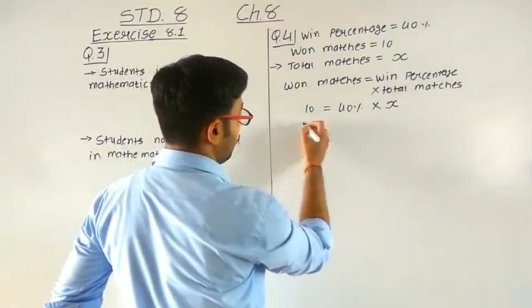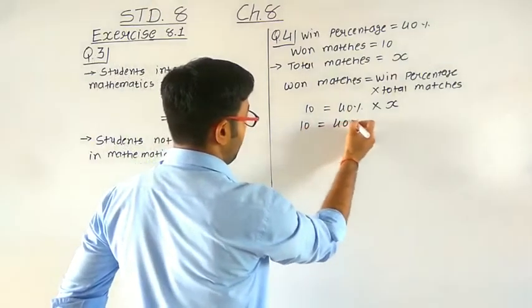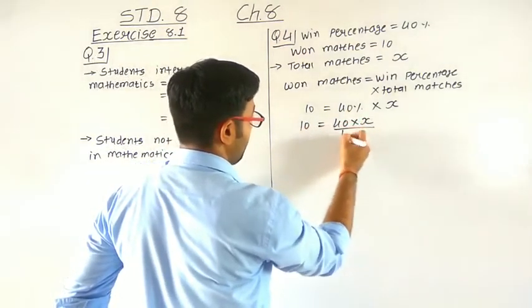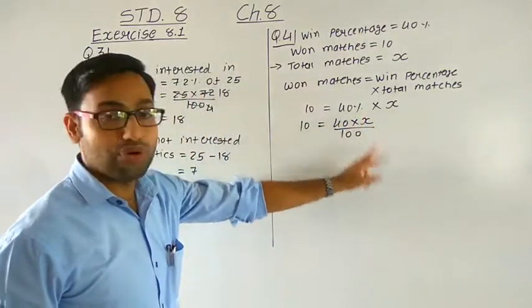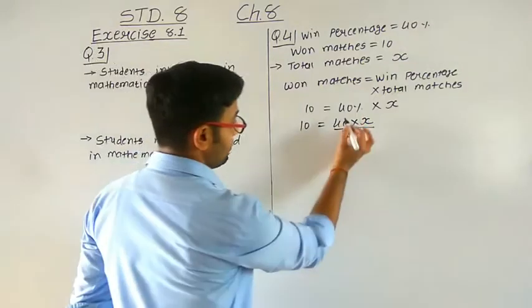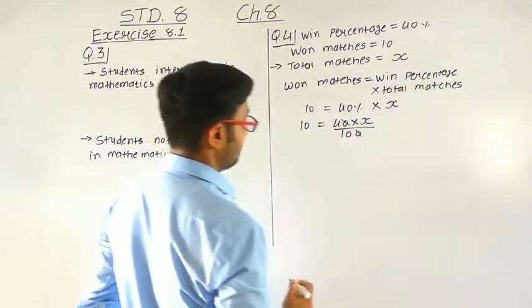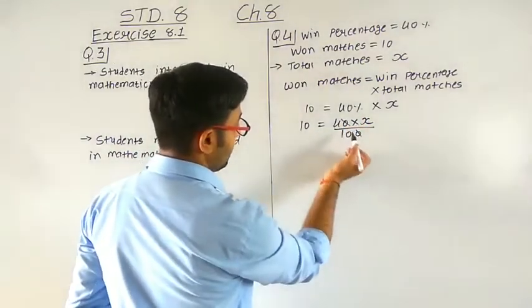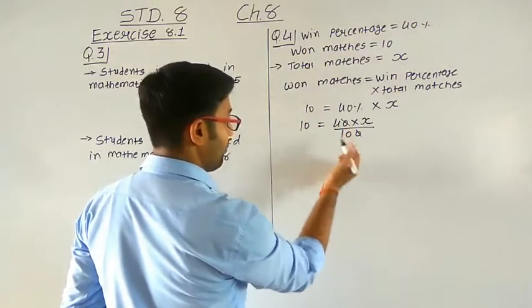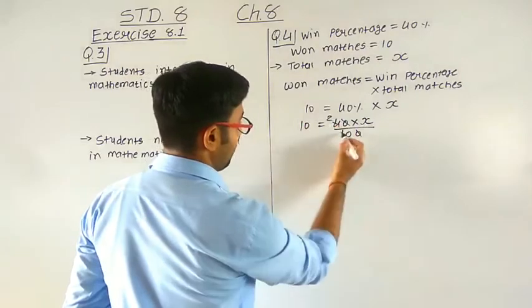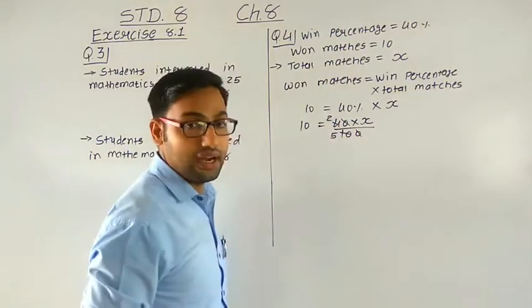Now here we can write 10 is equal to 40 into x upon 100. Because whenever we remove the percentage sign, we have to put 1 upon 100. So the zeros will cancel each other. Okay, here we can take this 10 to the left hand side. Then one more time we can cut it: 2 to the 4 and 5 to the 10.